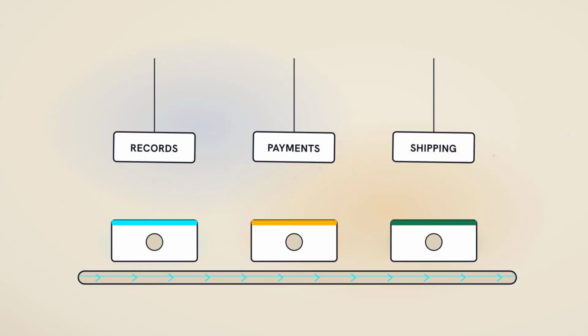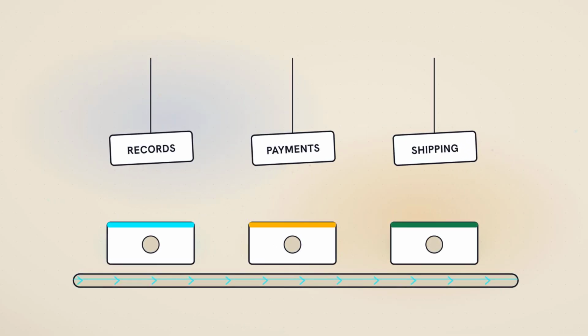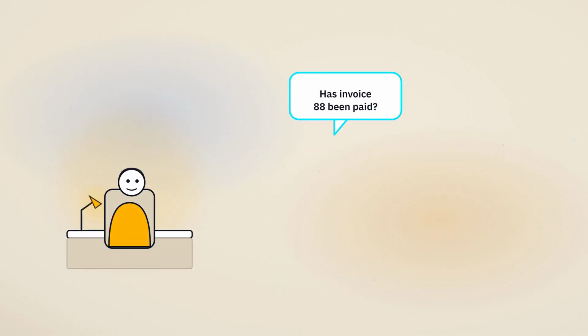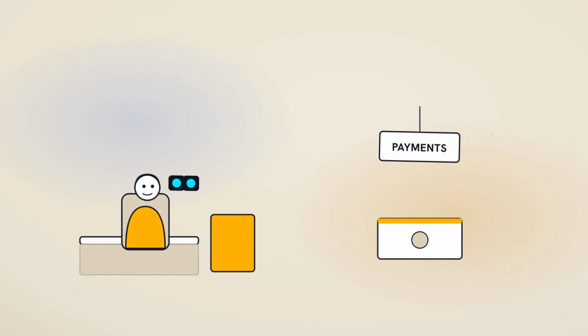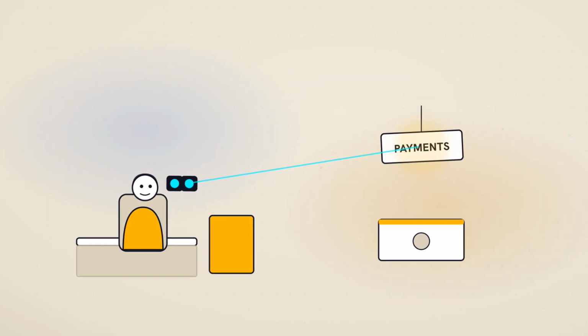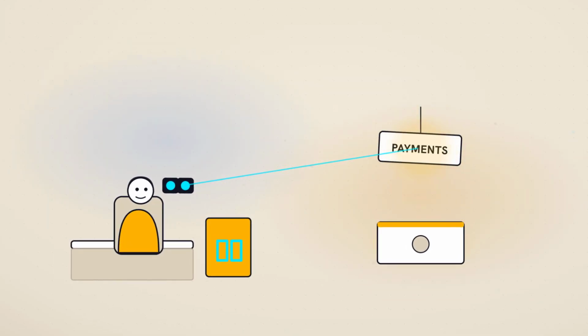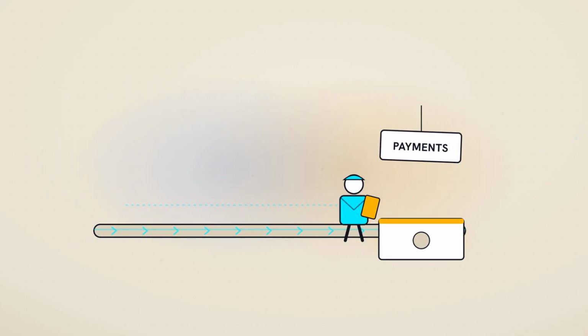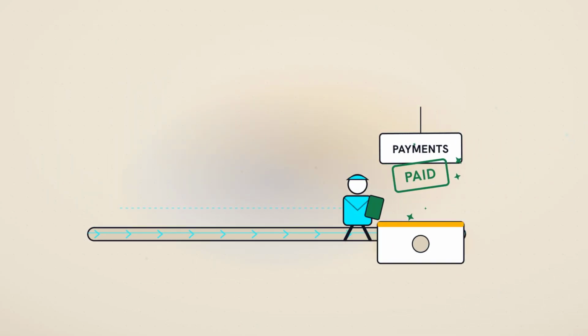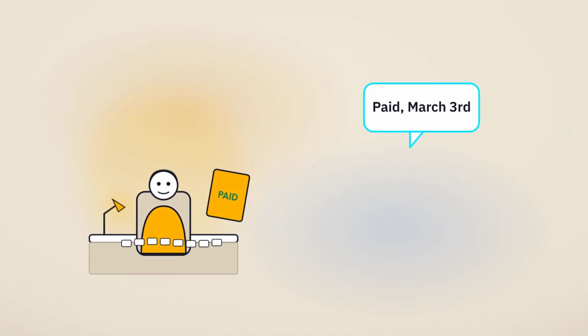Down the hall is a row of counters. Each one has a sign. Records, payments, shipping. A question lands on her desk. Has invoice 88 been paid? She can't check it herself, so she reads the signs, picks the payments counter, and writes 88 on its form. The runner carries the slip over. The counter does the real work. Back comes a stamped answer. Paid March 3rd. Now she reads that and writes the reply to the customer.